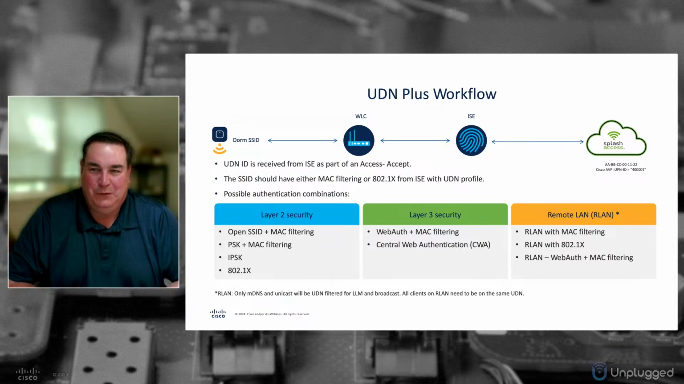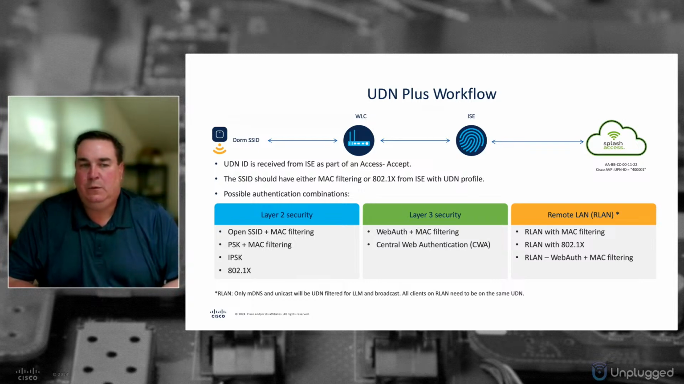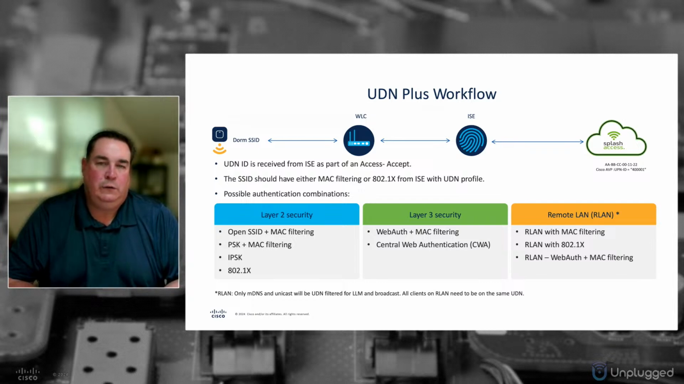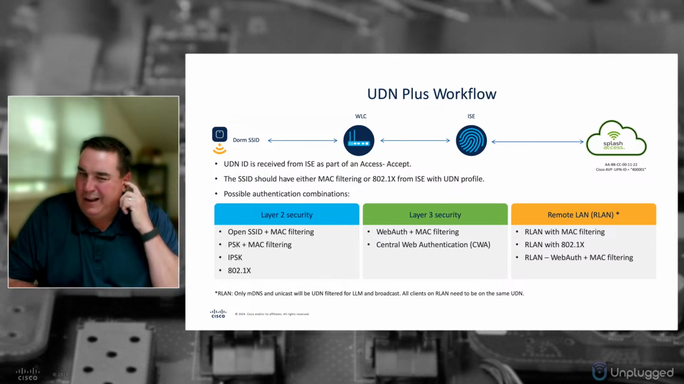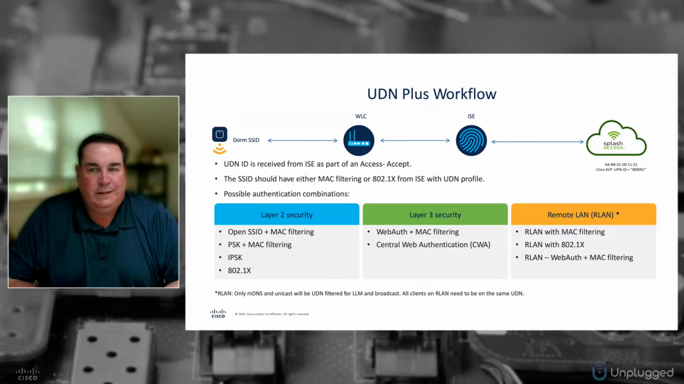All right, so let's talk about the quick workflow around this, and this kind of goes into some of the questions Dan was just talking about. From a layer 2 security standpoint, on the UDN Plus solution, we support Open SSID with MAC filtering, pre-shared key, MAC filtering, IPSK, and 802.1x. The key to remember is that in a lot of higher ed campuses, I'll have an 802.1x SSID that uses my campus credentials to log in my device. It gives me the encryption that a lot of times people want to have as part of that.